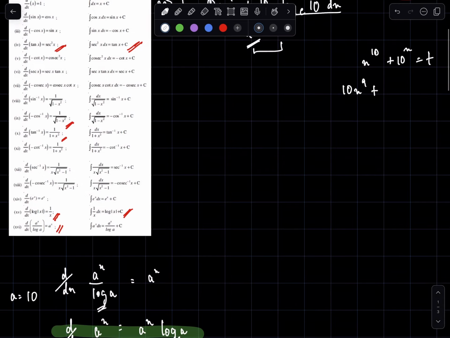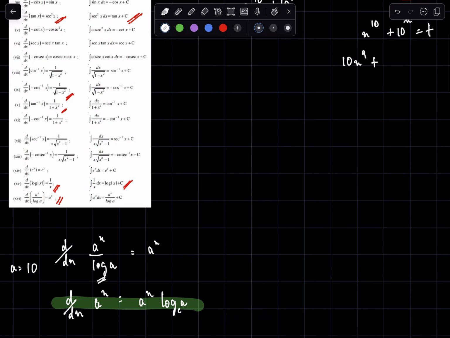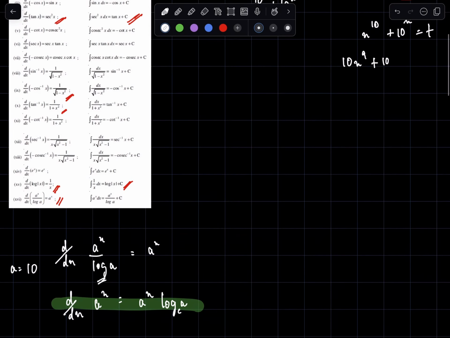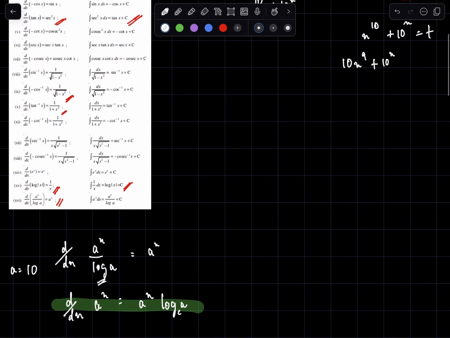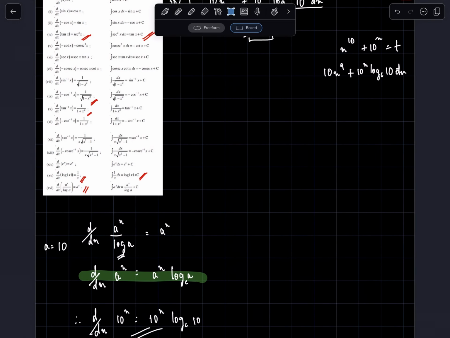Okay, so I got it. So what is it equal to? And all I have to do is substitute this in there, which is 10 to the power x log base e 10 dx, by the way. Oof, I didn't leave space, I think.